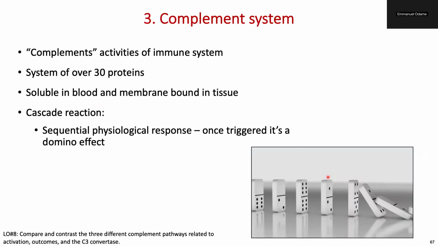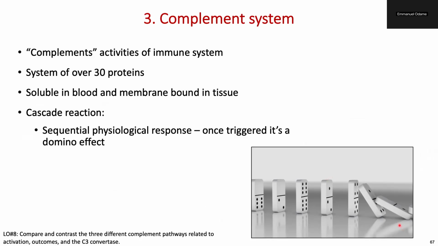So the third one that we have to talk about is the complement system. And complement, as in its name, is a system or mechanism that complements the activity of the immune system. We have over 30 complement proteins being seen. They are soluble in the blood and they are membrane bound in tissues. They consist of a cascade of reactions.